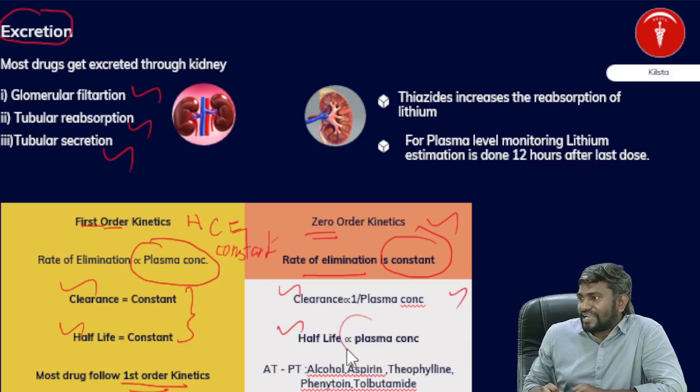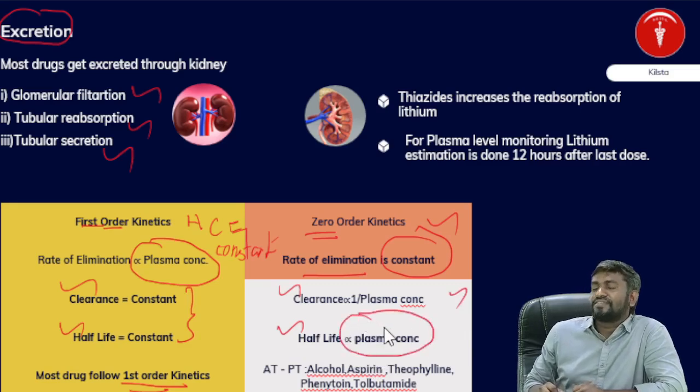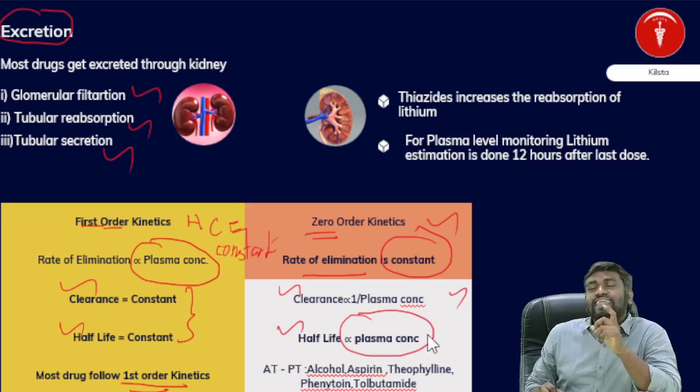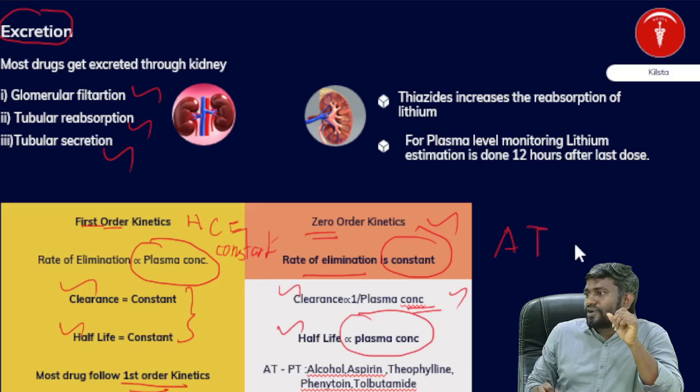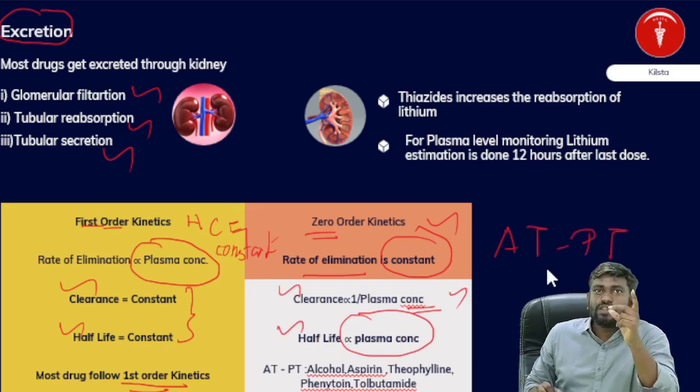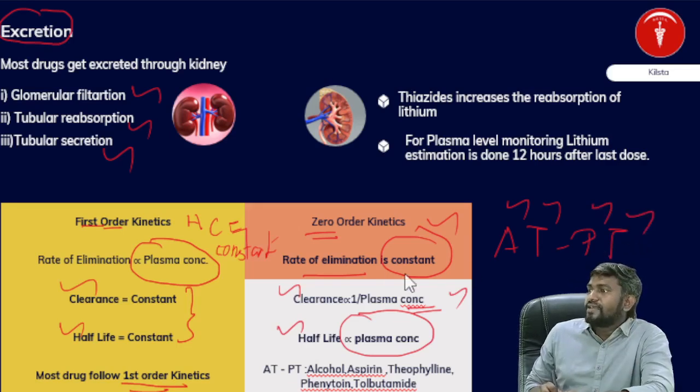The half-life and clearance are concerned with plasma concentration. Half-life is directly proportional to plasma concentration and clearance is inversely proportional to the plasma concentration. Most important to remember are the drugs following zero order kinetics. They come with the mnemonic ATPT. A is for alcohol, another A is for aspirin, T is for theophylline, P is for phenytoin, another T is for tolbutamide.